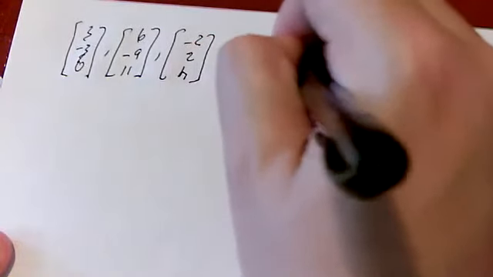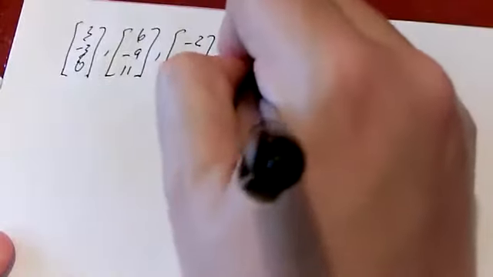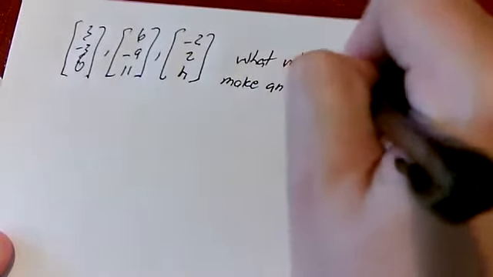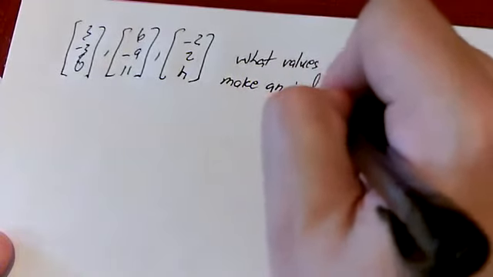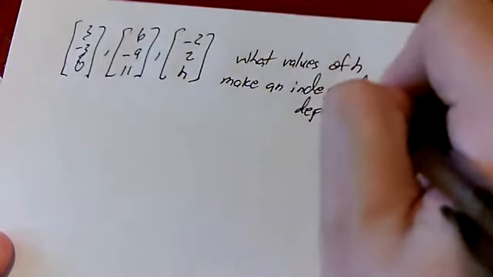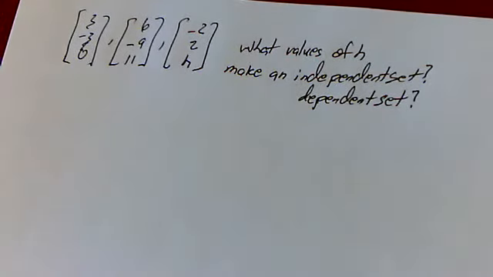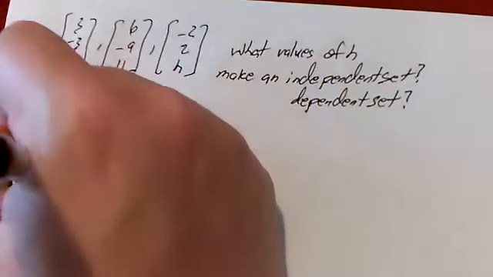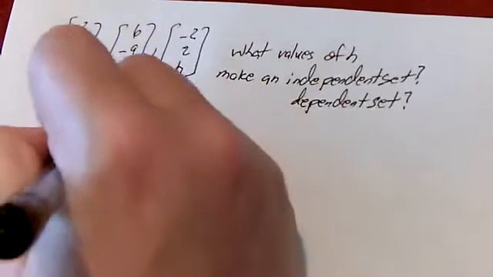And the question is going to ask us what values of h make an independent set or a dependent set. So you have to pay attention to which thing the question is asking for. Is it asking for it to be independent? Is it asking for it to be dependent? So I'm going to work on both with this system just so we're prepared. But you have to make sure you see what that question asks. So 3, -3, 6. I'm going to make a matrix. 6, -9, 11.